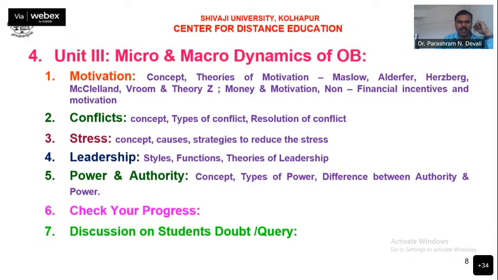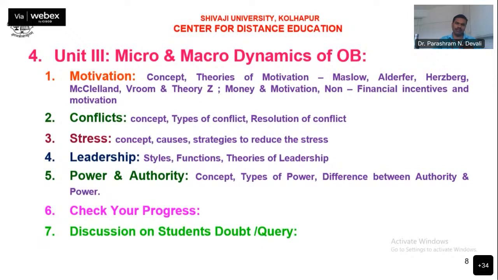The next key concept is power and authority. As an executive, as an entrepreneur, as a businessman, we get some powers and authority, and we should know what is meant by power and authority, which is used for achieving the organizational goal. For this purpose, we want to understand the basic concept of power and authority, types of authority, and the difference between authority and power.